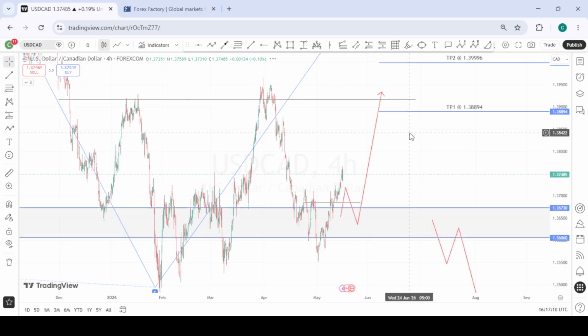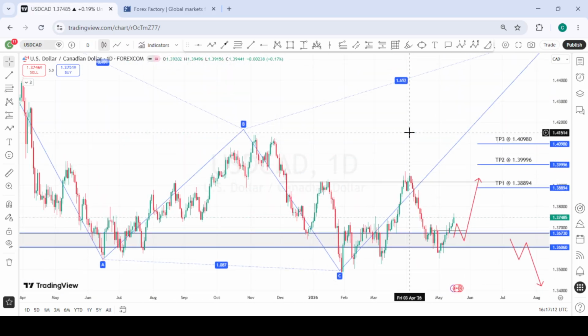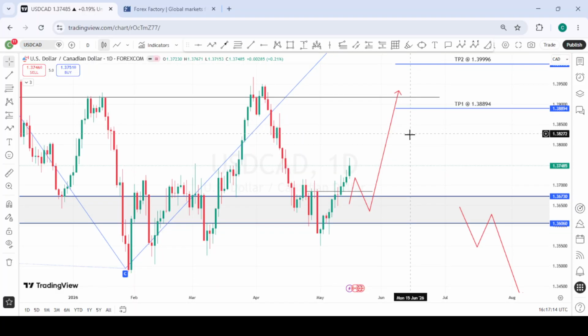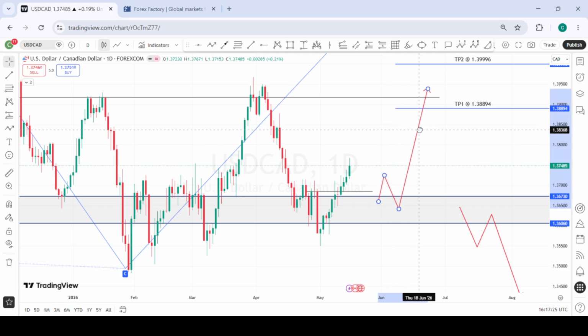This is USDCAD. We had this setup from last week and we're waiting for it to play out. We're looking forward to seeing a daily structure shift here. We have the shift and we're yet to see the pullback to take our buys to the upside. So we just have to wait to see how price plays out.